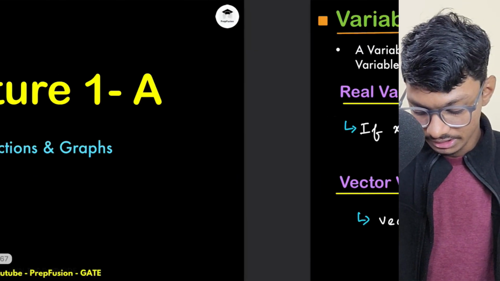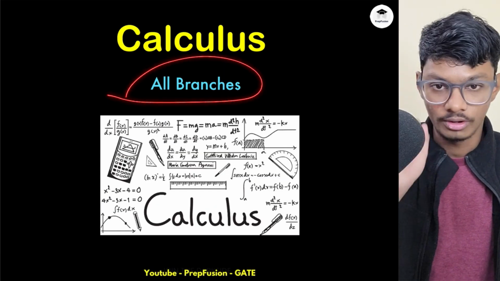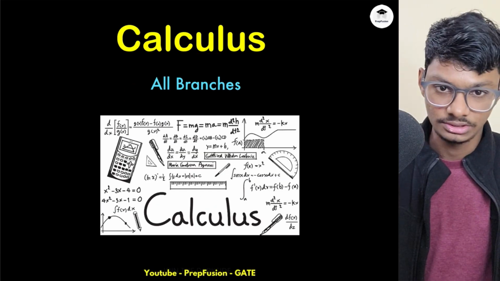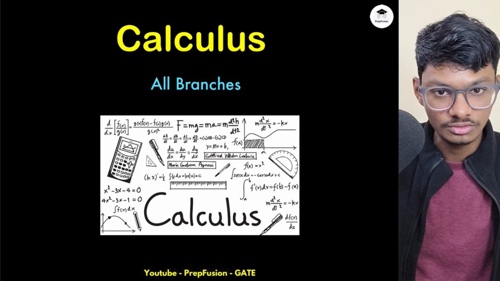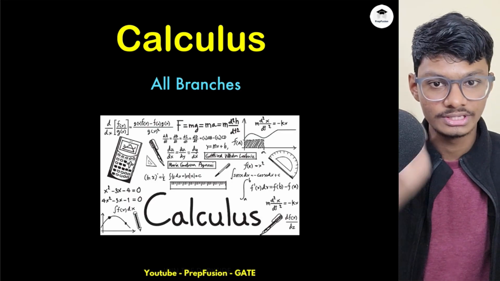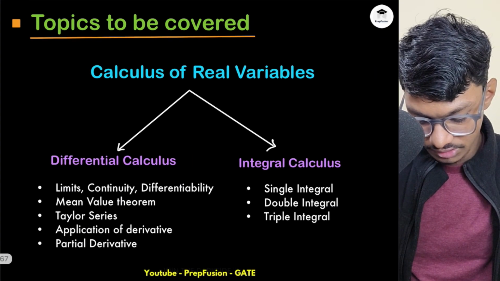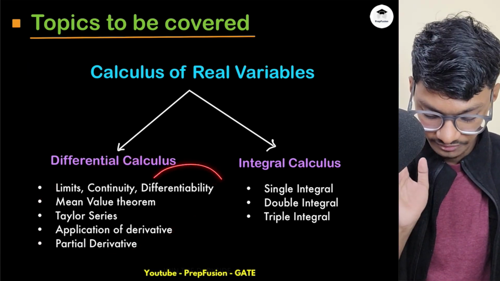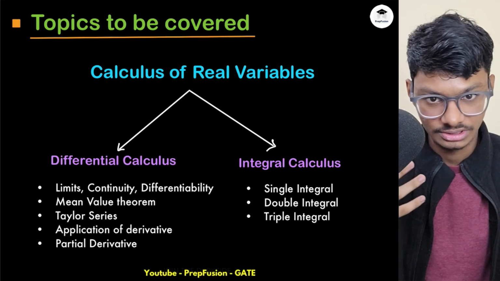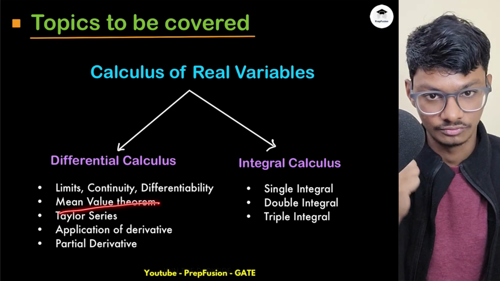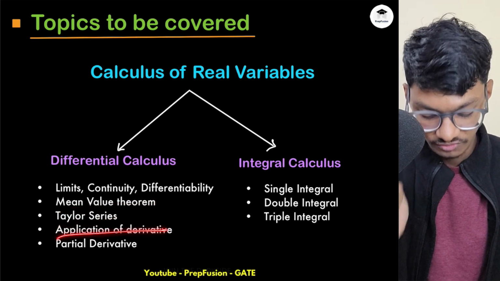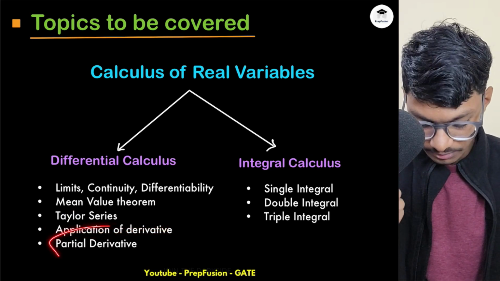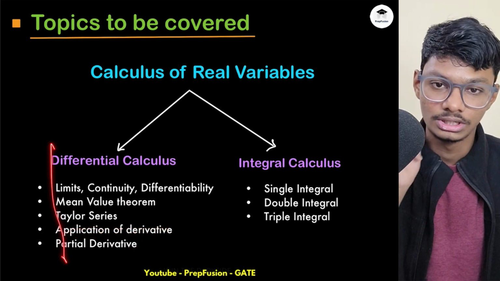I forgot to tell you that calculus is also relevant for almost all the branches, right? I hope you have watched my lecture 0 where I have told the syllabus for each of the main branches. So this is limits, continuity, differentiability. Okay, in the differential calculus we'll study the mean value theorem, Taylor series, application of derivative, that is AOD, then partial derivative. So these are the topics for differential calculus.